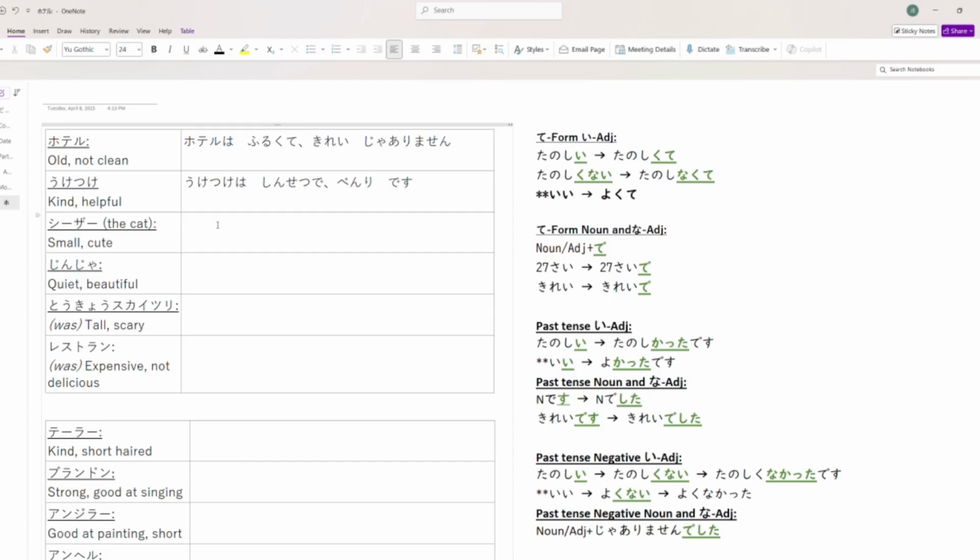The cat. What do you think this is? I was like, you wouldn't write Neko in Katakana, so what's going on here? What do you write? Big? Big of a cat?